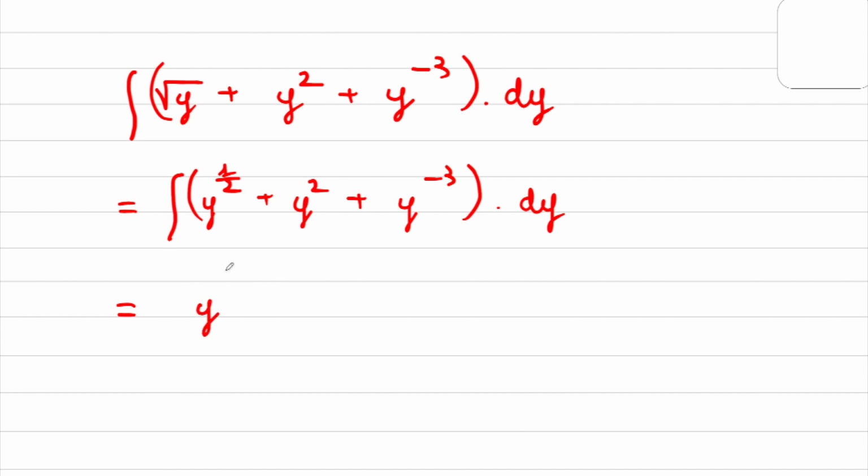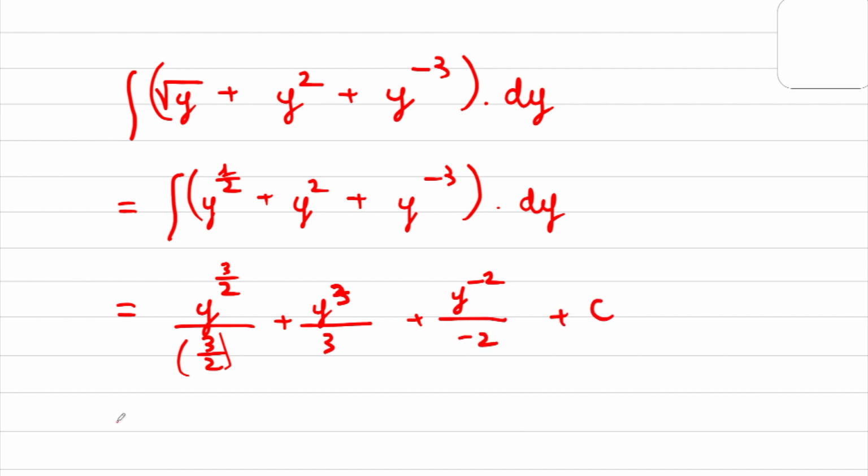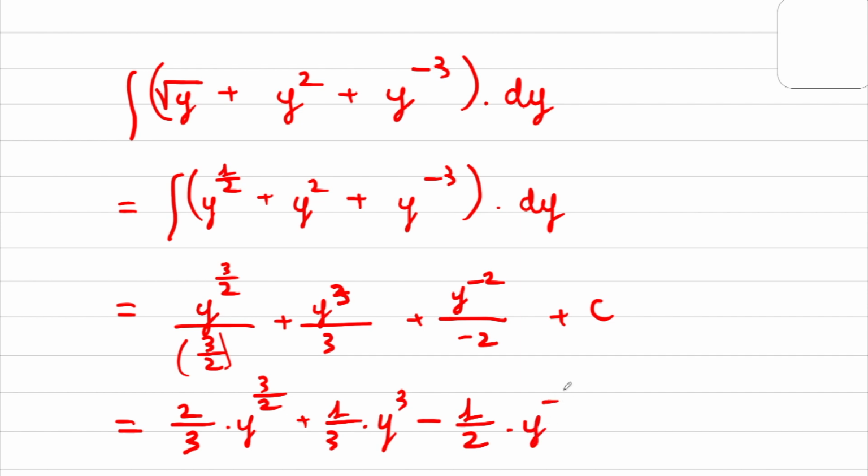You get y to the power of 3 over 2 divided by 3 over 2, and for the second term, y cubed over 3. Now for the third term you get y to the power of minus 2 divided by minus 2. After that, you write down plus c. Simplify this expression: you get 2 over 3 times y to the power of 3 over 2, plus 1 over 3 times y cubed, minus 1 over 2 times y to the power of minus 2.